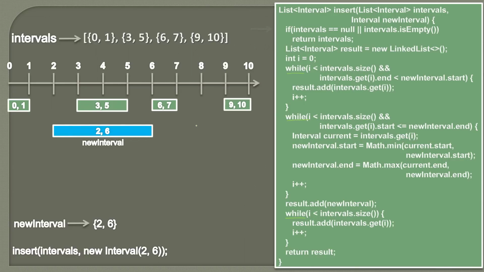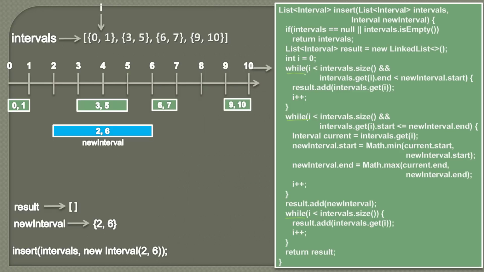Moving ahead. Here we are simply checking for the base cases: if the list is null or empty, we simply return the list. Currently the list is not empty and it is not equal to null. For the new interval, you can think that it's a valid interval. As we have to return the list of mutually exclusive intervals, we will create a result list which is currently empty. Now, as we need to traverse each and every element of this intervals list, we'll create an integer i starting from index 0. So first we are picking 0,1.